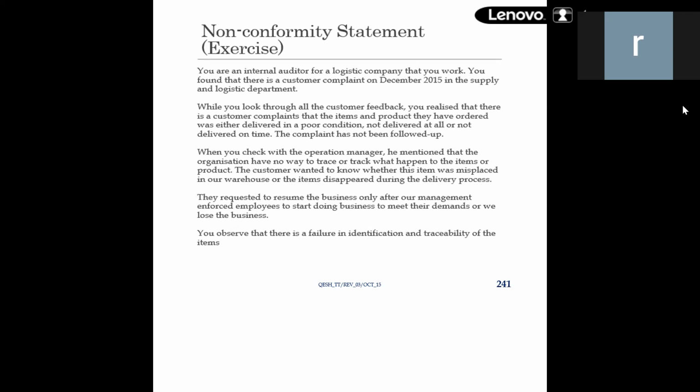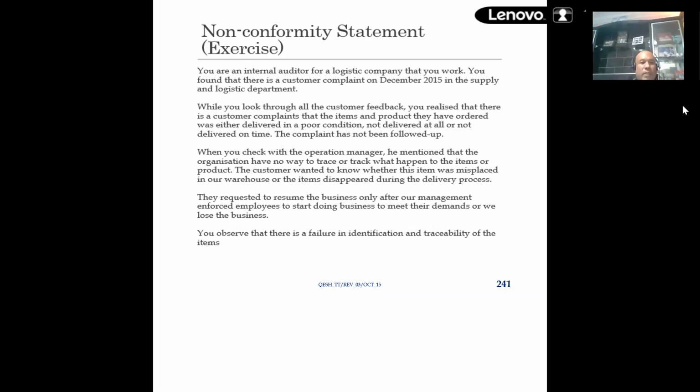The customer wanted to know whether the item was misplaced, in our warehouse, or disappeared during the delivery process. They requested to resume the business only after our management enforced employees to meet their demands, or we lost the business. You observe that there is a failure of identification and traceability of the items. So what is a non-conformity statement from this? How many NCs can you give?